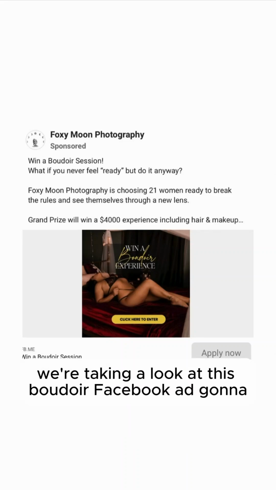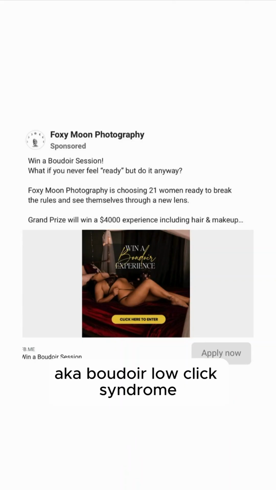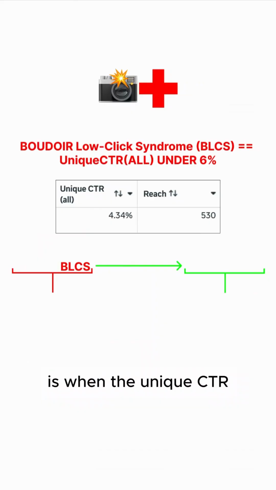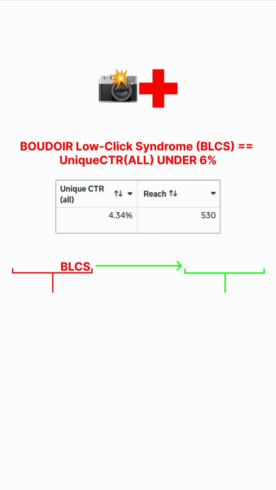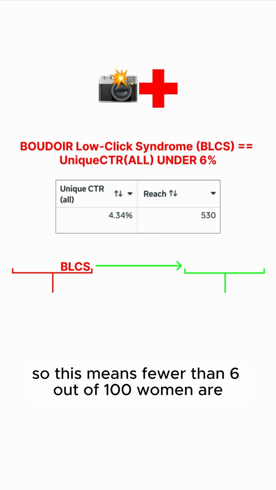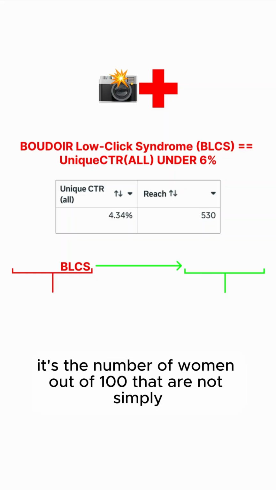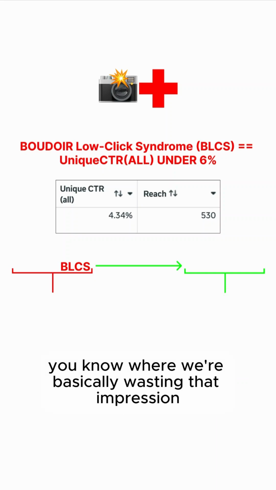All right, y'all, we're taking a look at this Boudoir Facebook ad. We're gonna diagnose it, see if we believe it has BLCS, aka Boudoir low click syndrome. So BLCS is when the unique CTR on our Boudoir Facebook ad is under 6%. This means fewer than 6 out of 100 women are clicking somewhere on our ad, aka it's the number of women out of 100 that are not simply scrolling right on by, where we're basically wasting that impression.